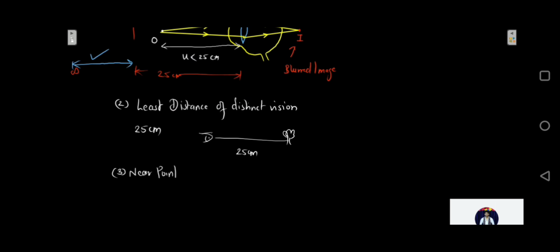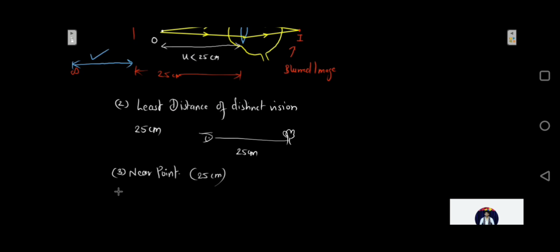The third term is the near point. The nearest point from the eye at which an object can be seen clearly by the eye is called the near point. For a normal eye, this near point is 25 centimeters. An object lying at 25 centimeters is seen clearly. If you bring it to 24 centimeters, you won't be able to see it. So 25 centimeters is called the near point, where the object will be seen clearly by a normal eye.